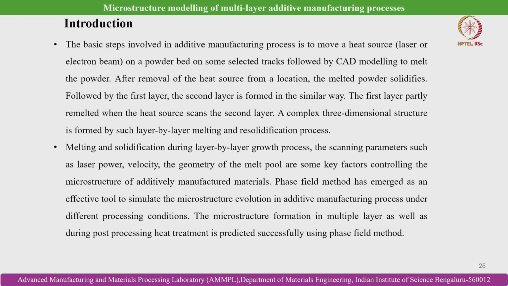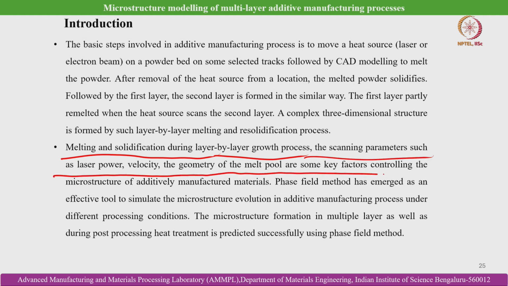Okay. So, the introduction. The basic step involved in the additive manufacturing process is to move a heat source, that is a laser or electron beam, on a powder bed along some selected tracks, followed by CAD modeling, and then melting and solidification during the layer by layer growth process. The scanning parameters such as laser power, velocity and the geometry of the melt pool are some key factors controlling the microstructure of the additively manufactured material.